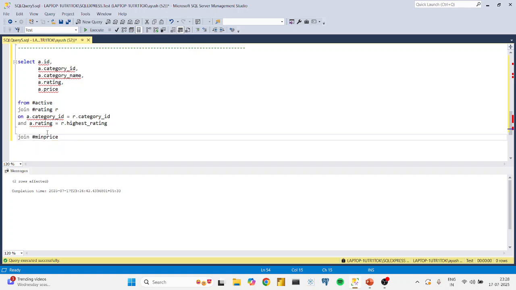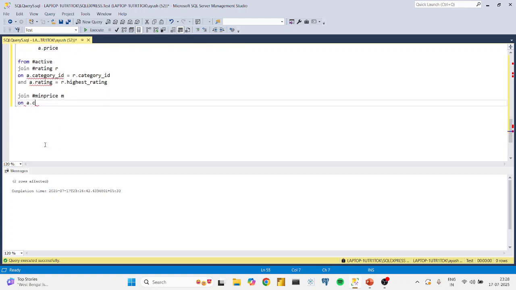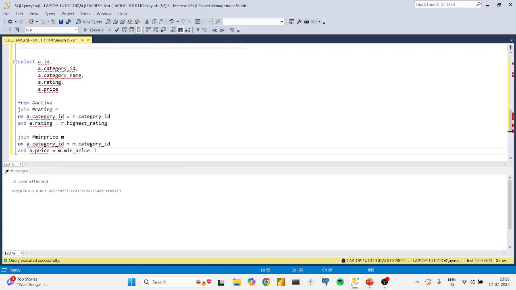So we are going to join this minimum price m on a dot category id is equals to m dot category id, and now since we need the minimum price from the active table, so a dot price is equals to m dot minimum price. Okay, so now let's run this.